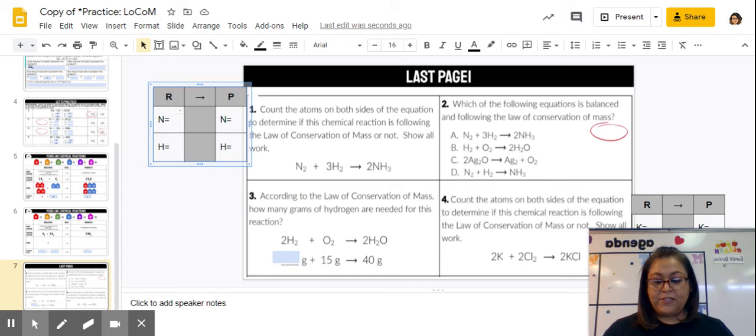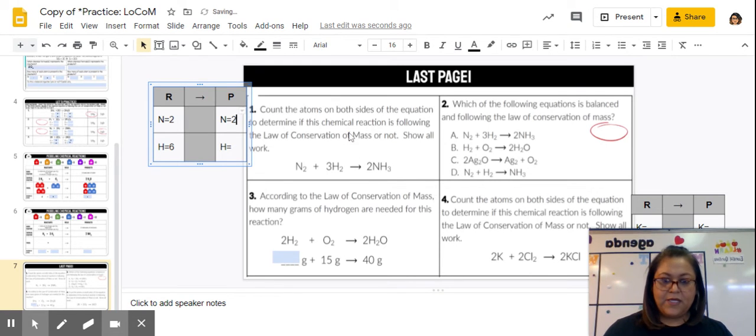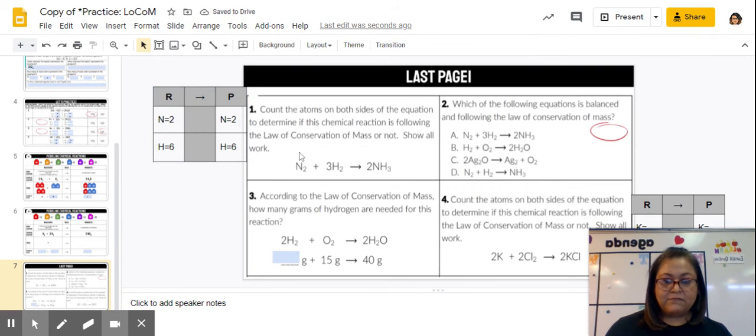And I have 2 nitrogen and 3 times 2 hydrogen, so 6. Then I go to my product side, and that 2 coefficient is going to get multiplied by the nitrogen and by the hydrogen. So 1 nitrogen times 2 is 2, and 3 hydrogen times 2 is 6. So yeah, that's balanced. And I can prove my work right there.